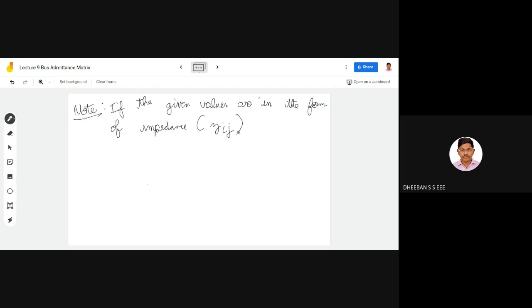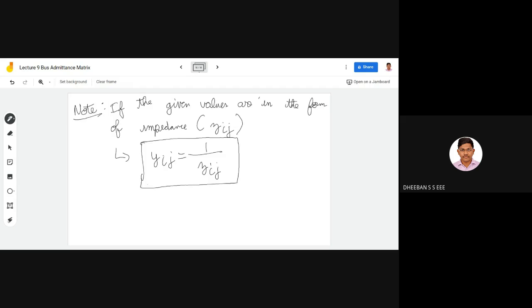If they are giving the impedance value, then you can find the admittance as Yij equal to 1 by Zij. So it is nothing but the reciprocal. So your admittance is reciprocal of your impedance.